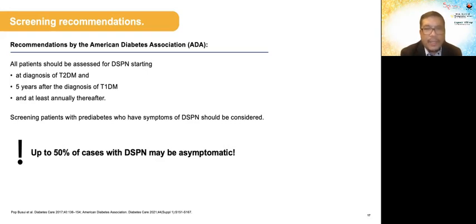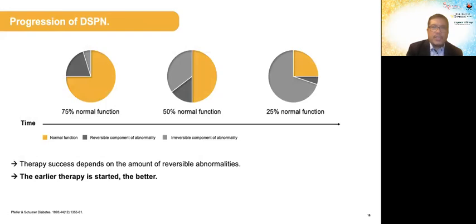Screening patients with prediabetes who have symptoms of distal symmetric polyneuropathy should be considered as well, as we've learned from the CORA study, because up to 50% of cases with DSPN may be asymptomatic, and you have to bear that in mind. That is important because there is progression of this symmetric neuropathy.